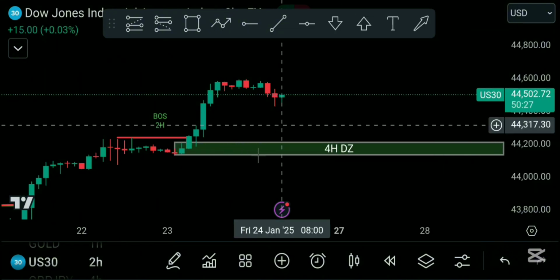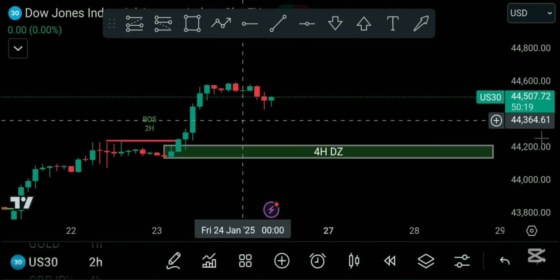I'll use only my 4 hour demand zone, since this one has already created a wick here which has already tapped into this area you're seeing. So now that's my demand zone.